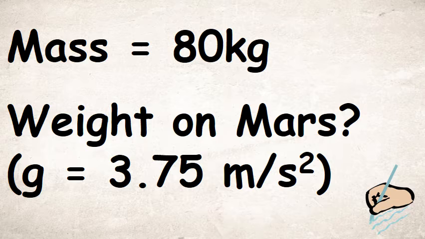And what about on Mars? Well, again, find the weight of this person, the same person, if this person was to go on Mars, where the acceleration due to gravity is 3.75 meters per second squared. So it's more than the moon, but less than the one of the Earth. Try it out.